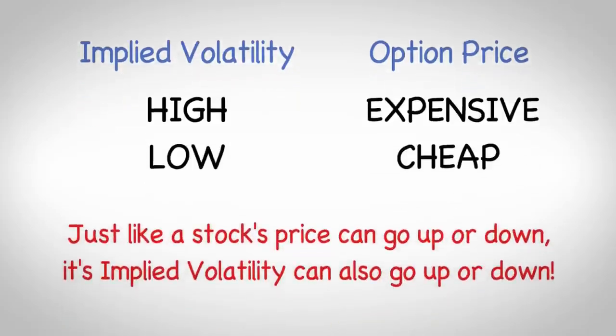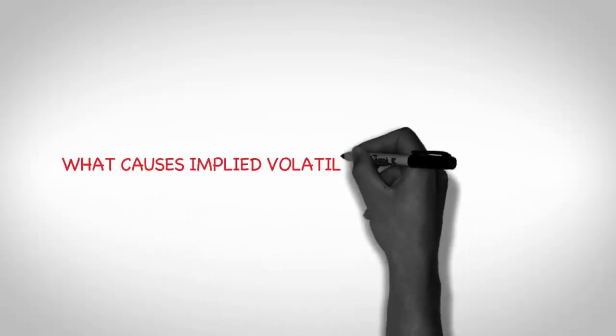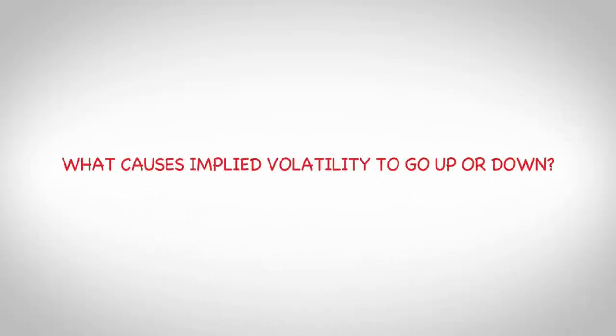Well, just like a stock's price can go up or down, its implied volatility can also go up or down. If implied volatility goes up, then the options, both calls and puts, will get more expensive. And if implied volatility goes down, its options will get cheaper. But you might be wondering, what the heck would cause implied volatility to go up or down?